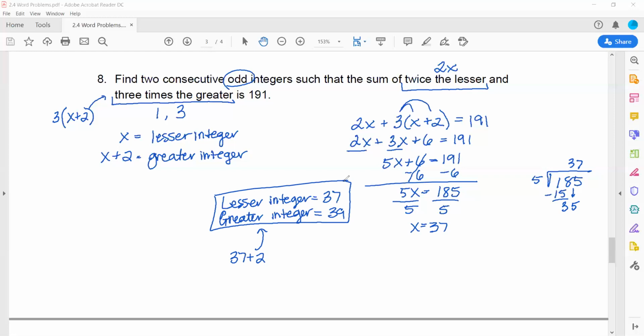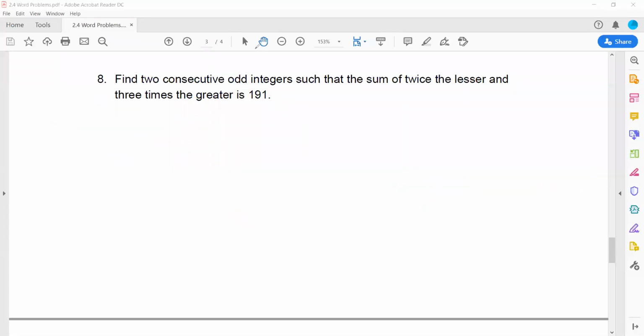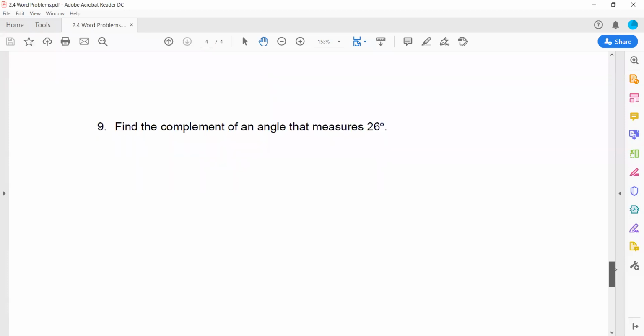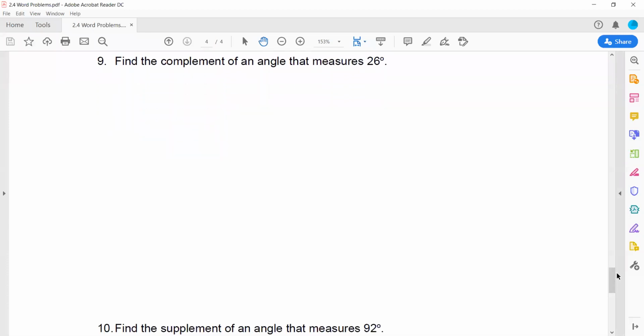All right, 2 last problems, and these ones are a little different. They're going to be more geometry based. Find the complement of an angle that measures 26. First thing we have to do is define what complement means. So complementary angles are angles that add up to 90 degrees.